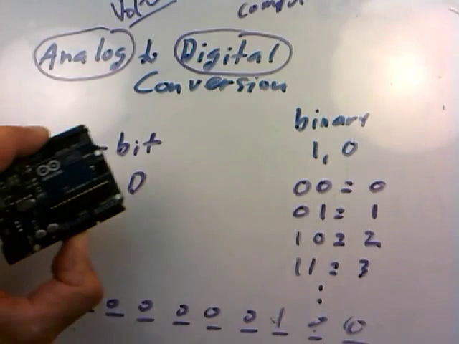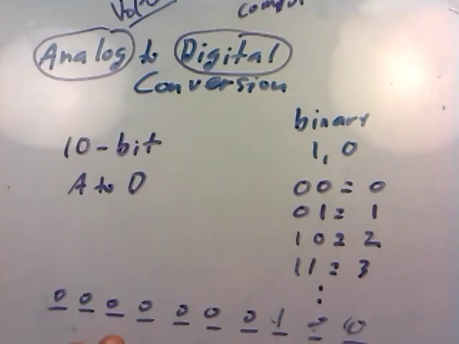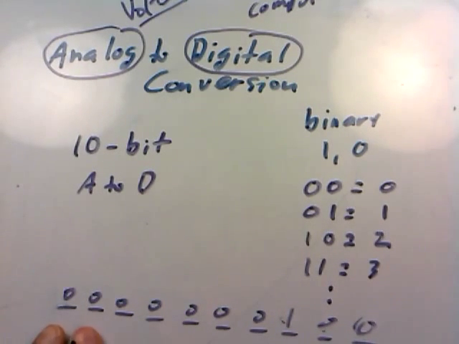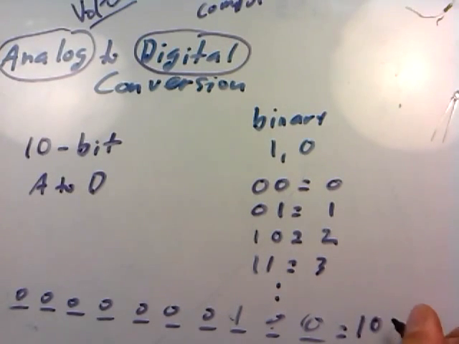As the voltage on A0 began to rise, the converter would make a binary number which was correspondingly large. So it turns out in a case like this, in 10 bits like this, the maximum number you can store is 1024. That's 2 to the 10th power.